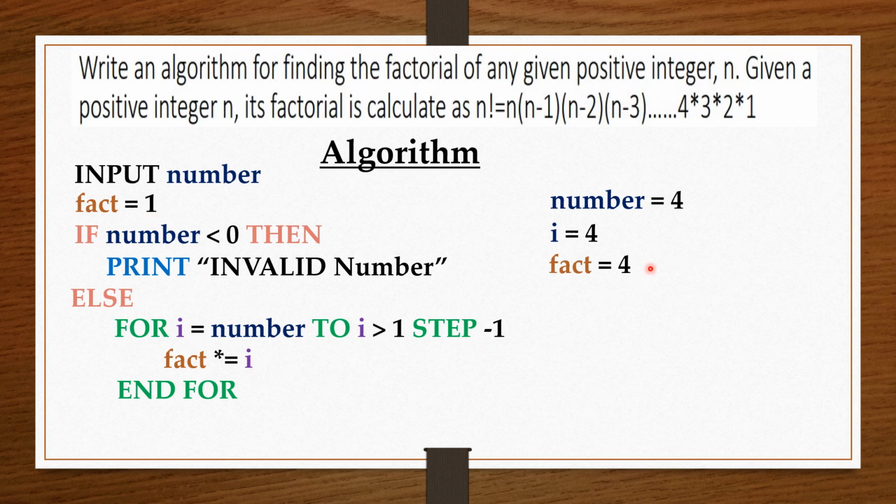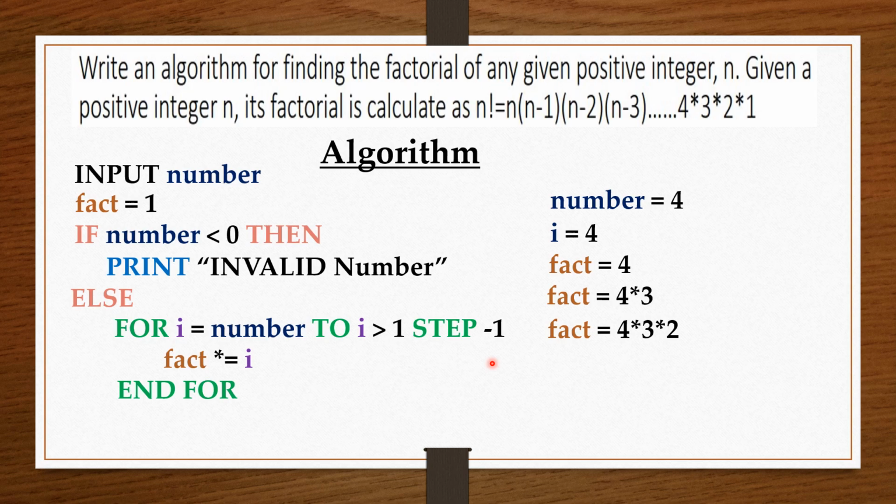Now we come back to the top. We say step negative 1. Decrease the I by 1. If I decrease 4 by 1, I get 3. Now multiply fact by I. What is I? I is 3. So if I multiply 3 by fact, I get 4 times 3. Now decrease the I by 1. When I decrease I, which is 3, by 1, I get 2. Multiply the I by fact. So I multiply 2 by fact, I get fact equals 4 times 3 times 2.